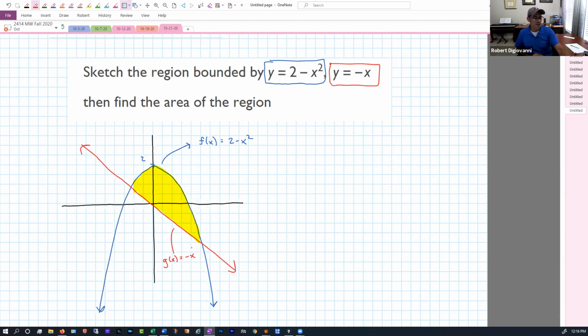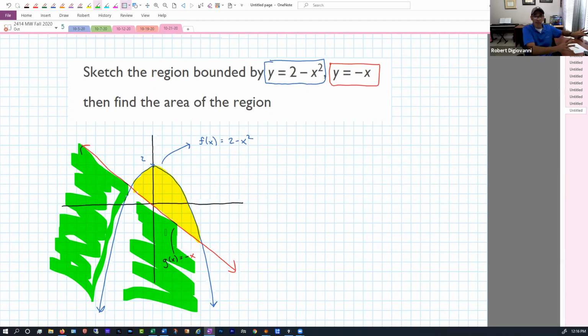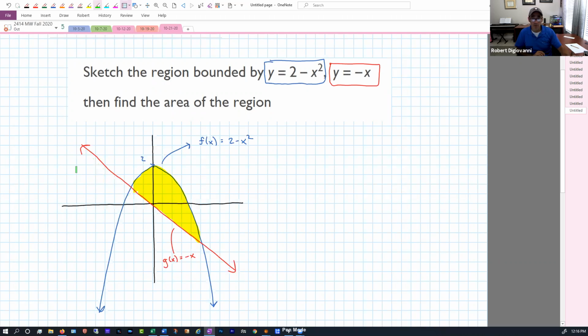Also, do you all understand that we're not talking about this green area over here, or we're not talking about this area? Do y'all understand why it's not those green areas? Because it's not bounded, right? Like those areas continue forever. The only region that's bounded completely by both of those curves is the part in yellow. All right. So there's only one place we could be talking about.